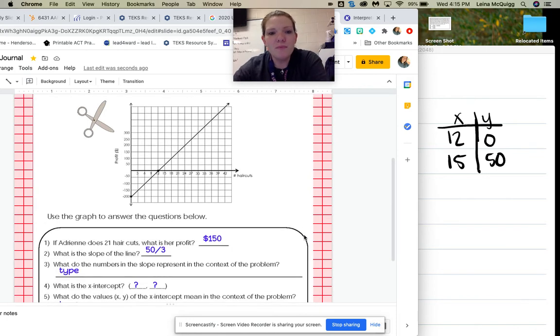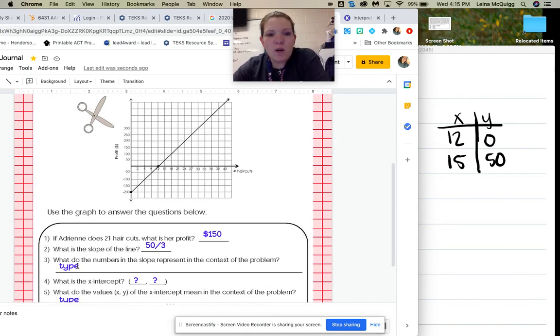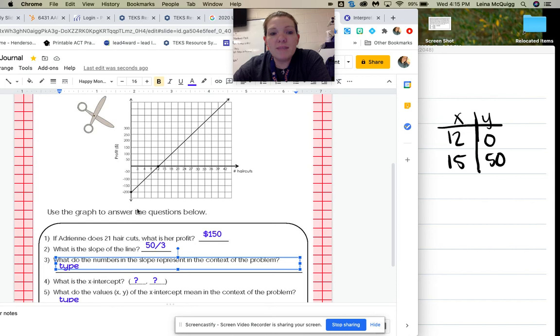Okay? All right. What do the numbers in the slope represent in the context of the problem? So 50 is my rise.